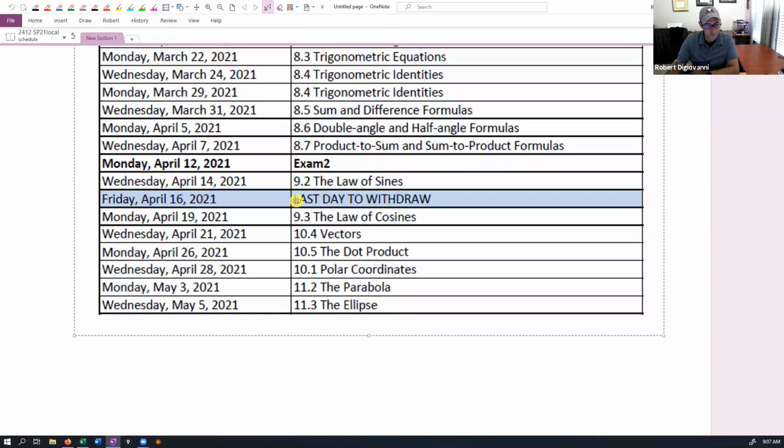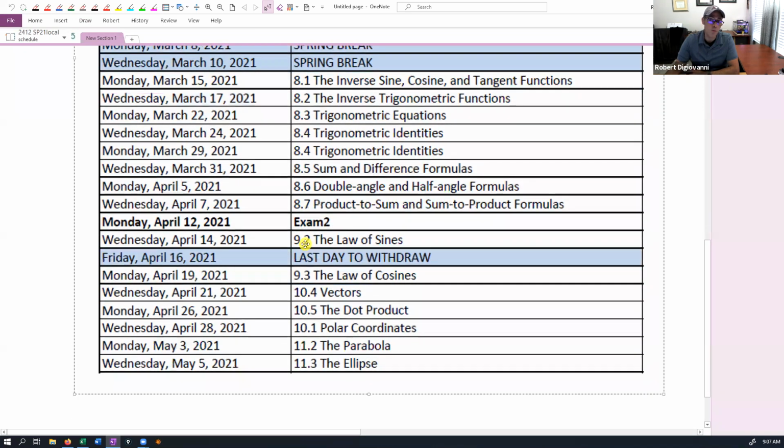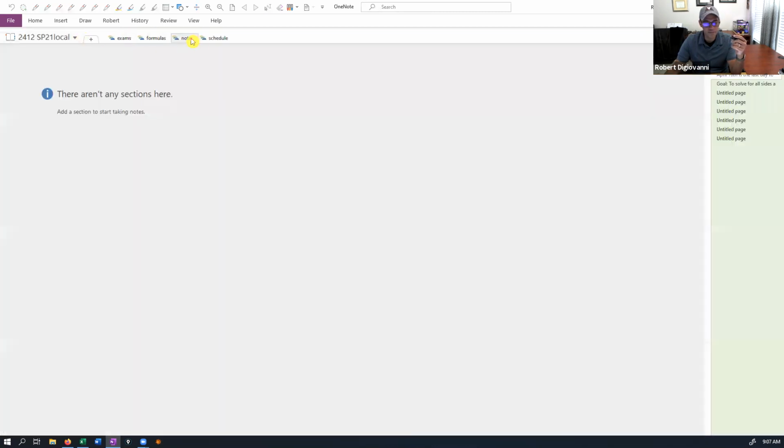Bring this back up. So chapter 8's over. We skipped 9.1. 9.1 has to do with right triangles, and we already know some things that we need to know about right triangles. So we're going to go to 9.2, then 9.3, and then right away we jump into chapter 10 after that. Okay, so that's kind of where we are.